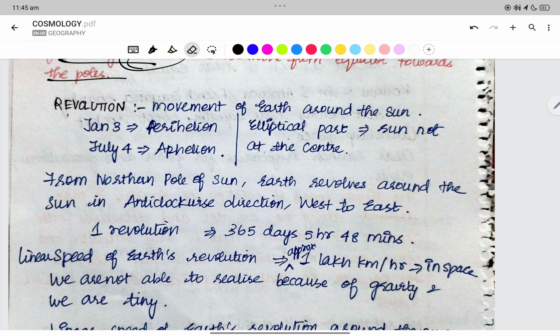Elliptical path, the sun is not at the center. Why is the sun not at the center? Because we are having an elliptical path. That is why the sun is not at the center. Therefore, we say that revolution is the movement of the earth around the sun. On January 3, we will be having the perihelion, which is closer to the sun, because of the elliptical path, the sun is not at the center.